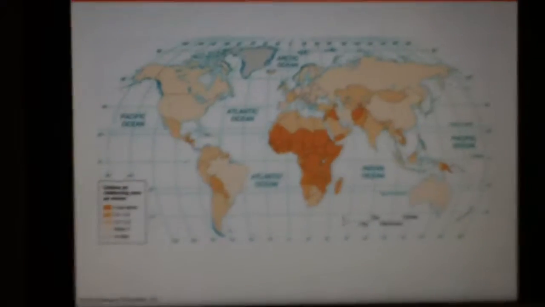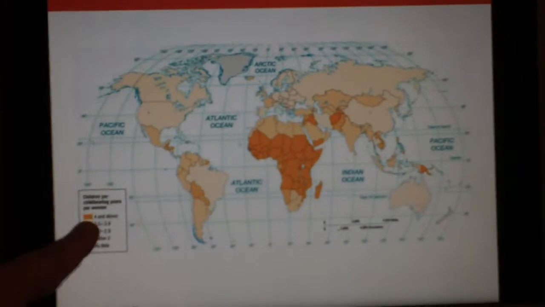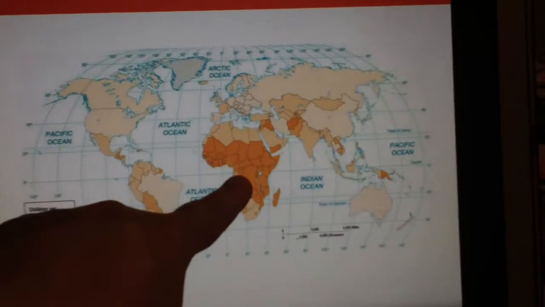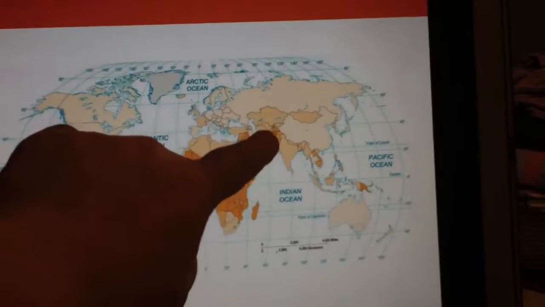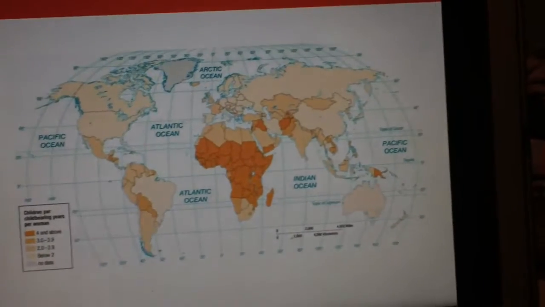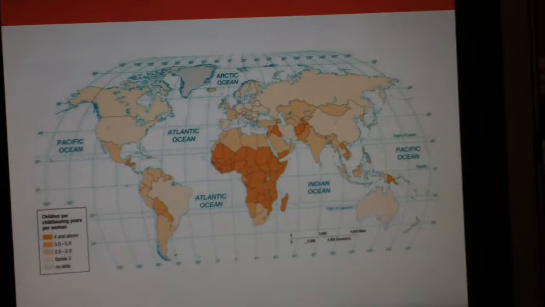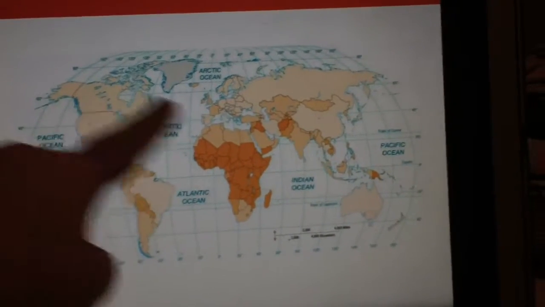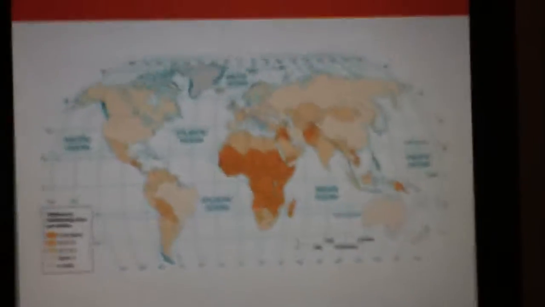Okay, so children per childbearing years per woman. The darkest orange is 4 and above, and we see again, this is mostly Africa, some in the Middle East, some in Southern Asia, and then it gets lower and lower until this is the below 2 range, which is really the Western world, most of Europe, Australia, etc.